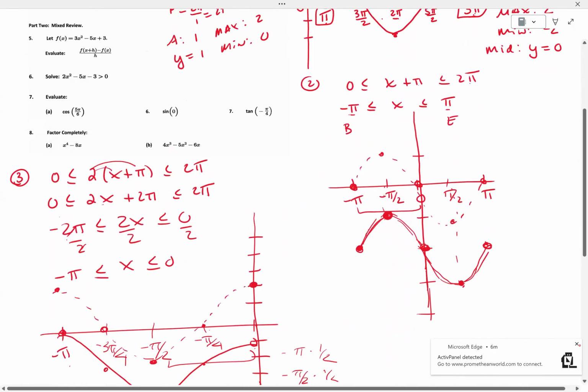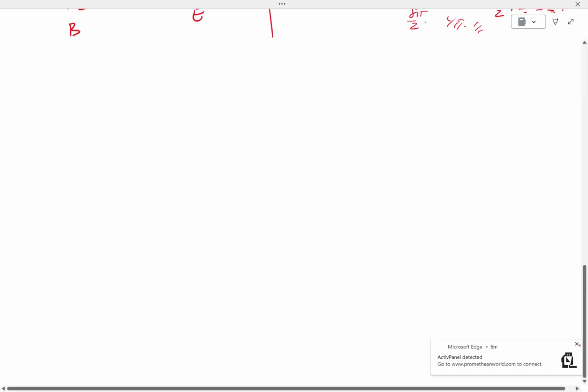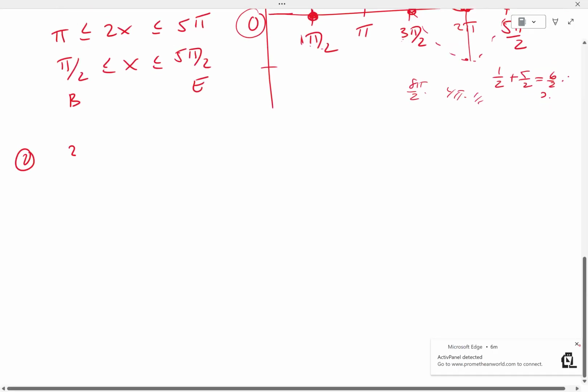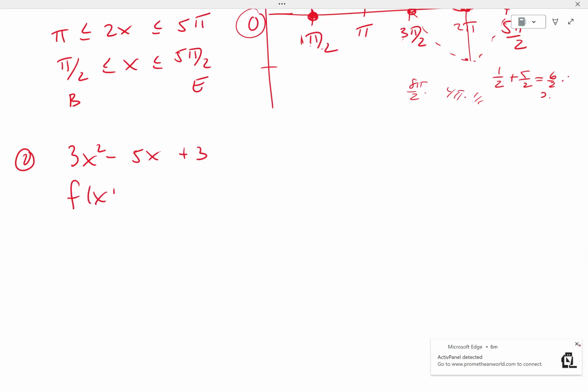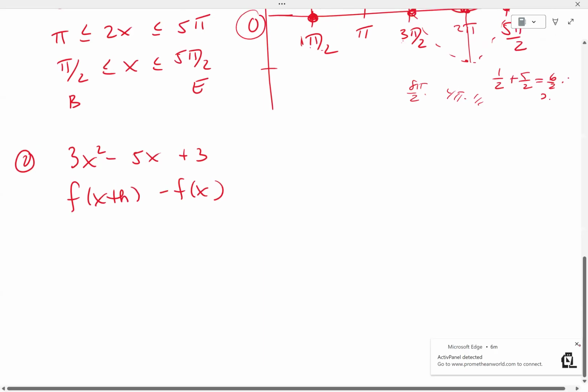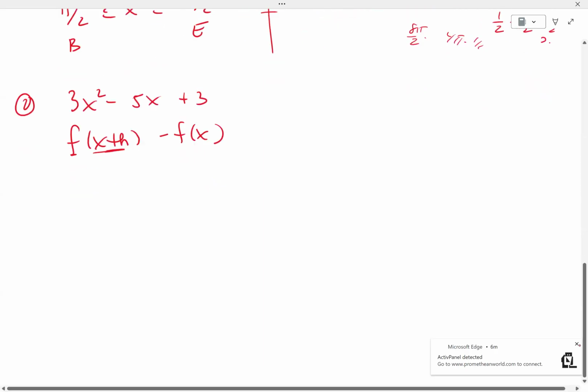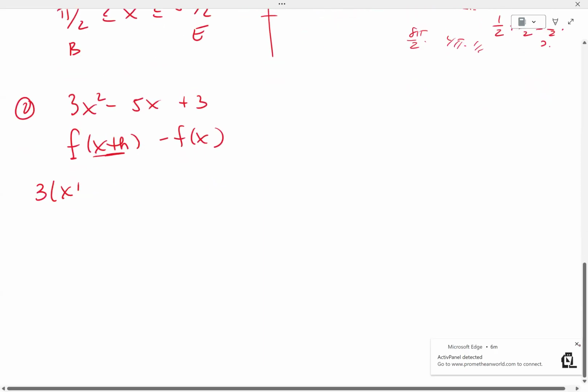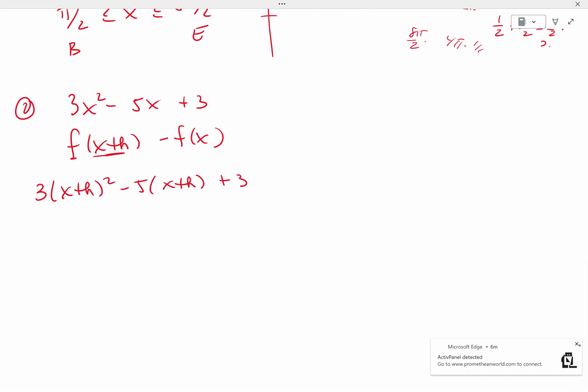Number 5, I got to do that difference quotient on that polynomial. So it's 3x squared minus 5x plus 3. So guys, when you're doing this right here, this means the function evaluated at x plus h. So it's 3 times x plus h squared minus 5 times x plus h plus 3. And this part means to do minus the function.